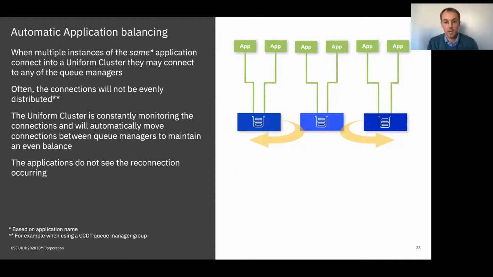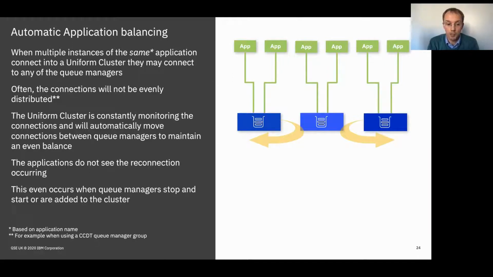connections. The important thing here is that using the MQ client auto reconnect feature, the applications themselves do not need to be aware of these reconnections occurring. It can be transparent to those application workloads. The queue managers continuously assess the distribution of those applications so that when queue managers stop, start, or new queue managers are added to the cluster, the applications are automatically rebalanced to achieve the optimum distribution.